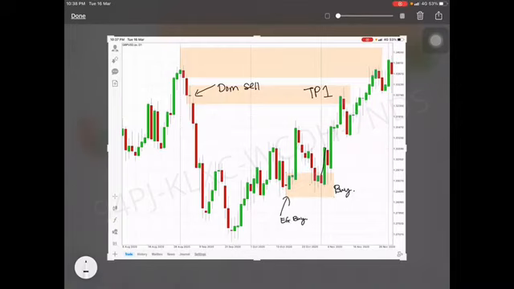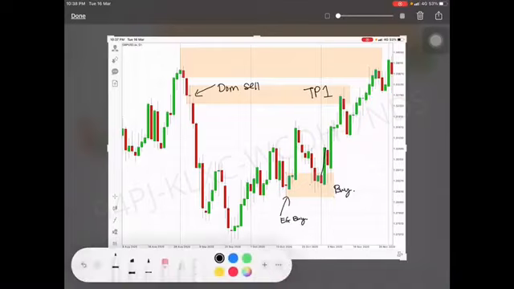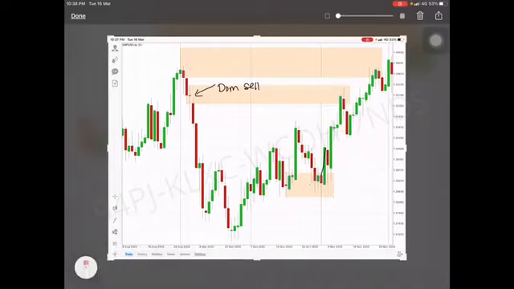So at this place, you are looking for sell. So now sell. Let's say if you look for sell, you entry sell here. Engulfing buy.